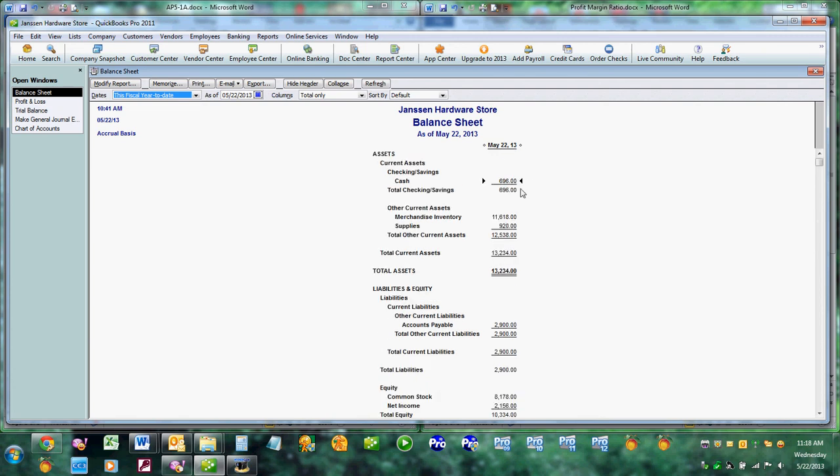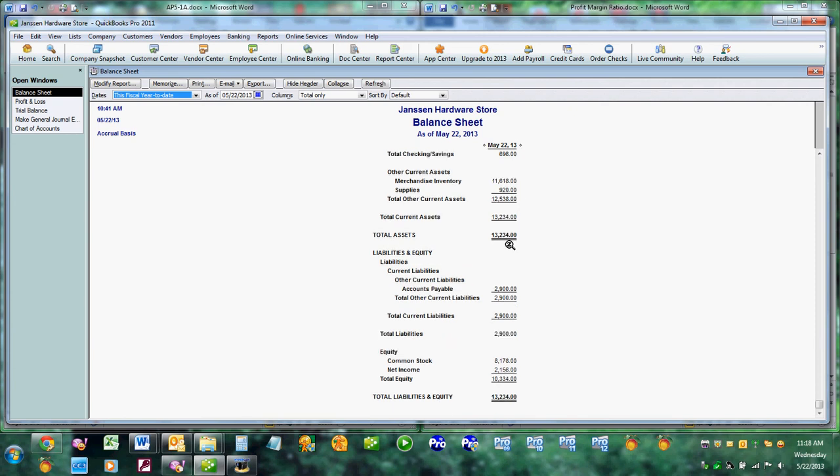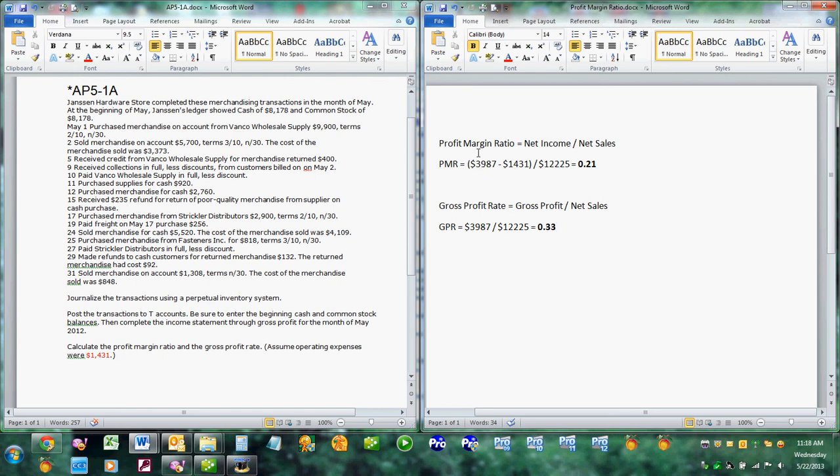And then from there it calculates the balance sheet, which comes into balance, and it shows the cash is $696, merchandise inventory and supplies totaling $13,234, and the liabilities and equity $2,900, common stock, net income equaling the same, balancing out. Then it asked us to calculate the profit margin ratio and gross profit rate, assuming the expenses were $14.31.